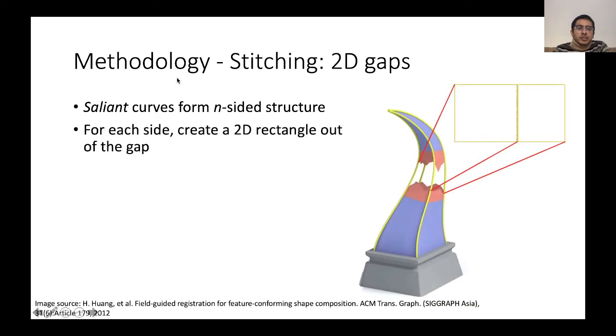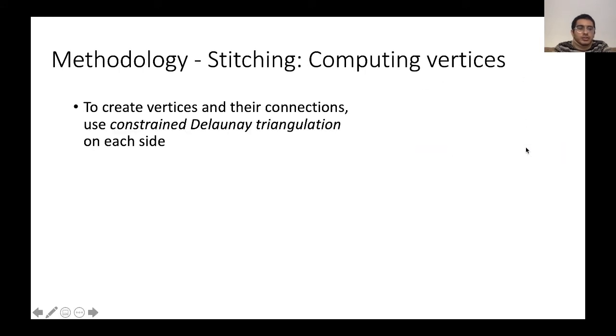And then from these, you would then create a 2D rectangle out of the gap. So from each side, you would translate this into a 2D rectangle. And then you would use constrained Delaunay triangulation on each of these sides, essentially.